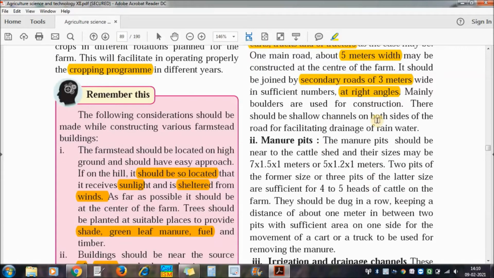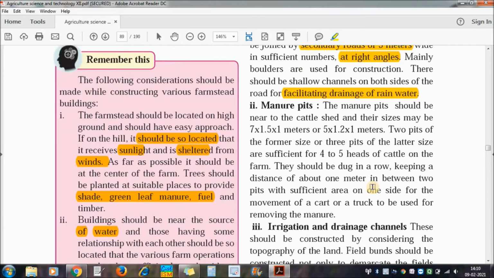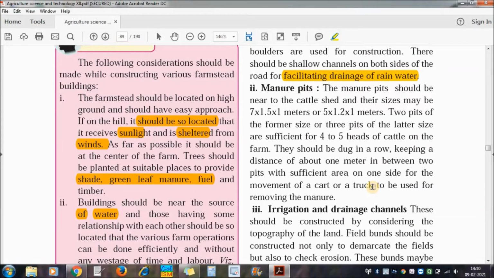Then drainage channels also should be made to take out excessive water from the roads, otherwise roads will get damaged very early. The second construction to be made in the farm is manure pits.